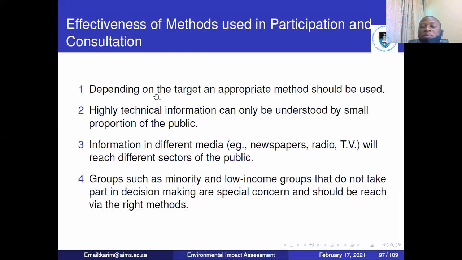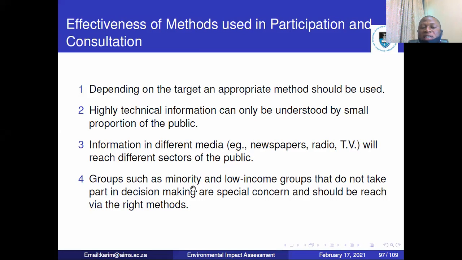There is no way. If you use highly technical language, there is no way they are going to understand and react. If you use technical language, they may not get certain vital information, and they will say, oh, it's fine. But when you start in reality, they will say, no way. And then information on different media will reach different sectors. So you have to know the people that you are communicating to before you do this.